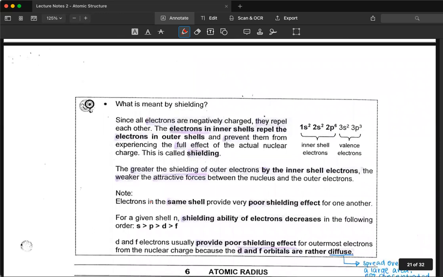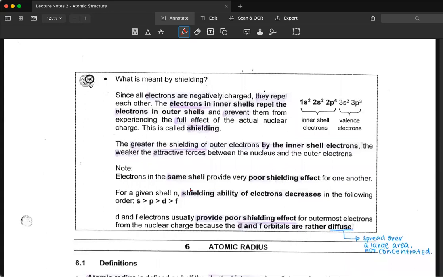So what is meant by shielding? Let me explain in detail. Since all electrons are negatively charged, they will repel each other. So the electrons in the inner shell will repel the electrons in the outer shell and prevent them from experiencing the full effect of the actual nuclear charge. This is called shielding. So we have the valence electrons over here, but the inner shell electrons are shielding them from the attraction by the nucleus. So the greater the shielding of outer electrons by the inner shell electrons, the weaker the attractive force between the nucleus and the outer electrons.